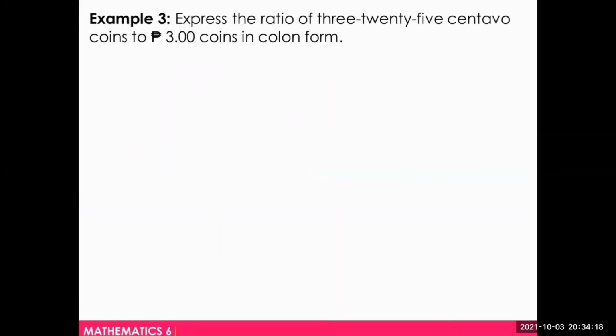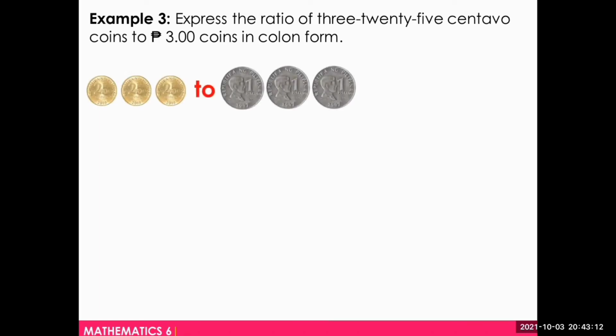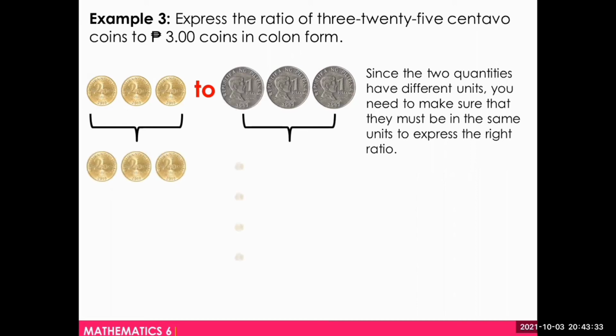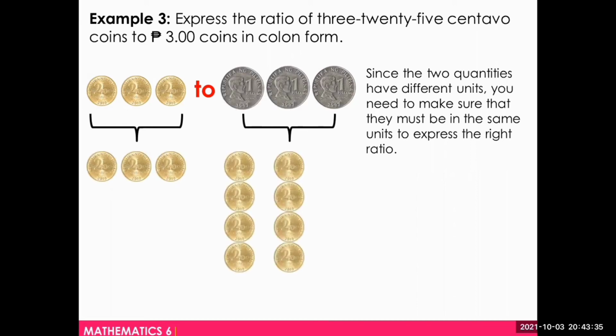Example 3. Express the ratio of 3 25-centavo coins to 3 peso coins in colon form. 3 25 cents to 3 peso coins. Since the two quantities have different units, you need to make sure that they must be in the same units to express the right ratio. Isusulat lang natin ang 25 cents. Sa bawat piso ay meron tayong 4 na 25 cents.